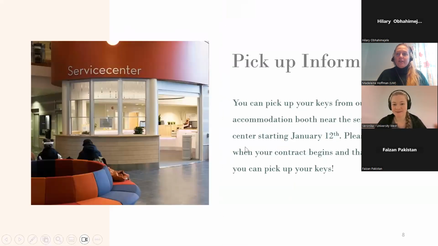And for key pickup information. Again, this is a lot of information, so we will send an email so you can look at each bullet point and all the information at your own pace. But we just want to put this all out there and then answer questions.